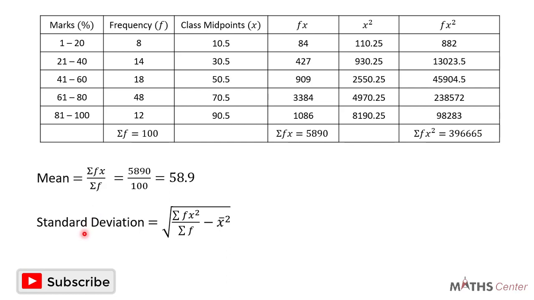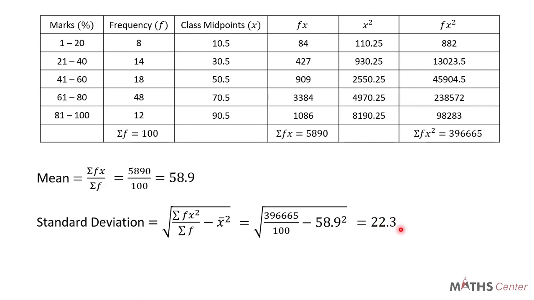So we can now find the standard deviation. The standard deviation will be equal to the square root of sigma fx squared, which is 396665, divided by sigma f, which is 100, minus the mean squared. We have found the mean to be 58.9. So 58.9 squared. And this gives us 22.3. So the standard deviation is 22.3.